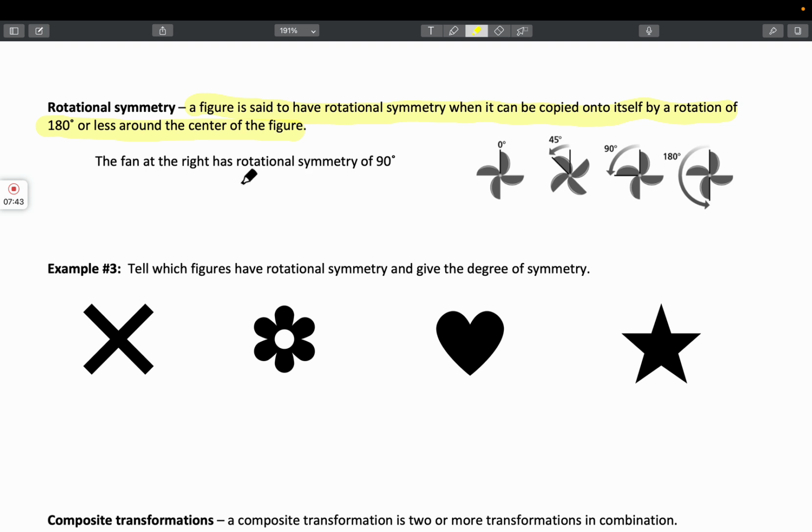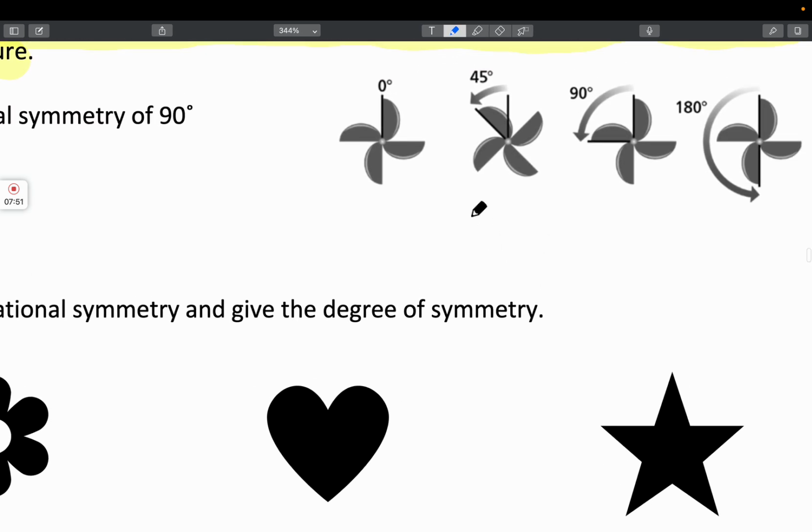So take a look at the fan over here on the right hand side, and you will see that this has rotational symmetry. If I can take this and turn this figure just 90 degrees, it will map itself back onto the original image. So not at 45 degrees, because these two images look different, but here at 90 degrees, this first and third fan, if this is our second and fourth, looks exactly the same. So we say that this has a 90 degree rotational symmetry.